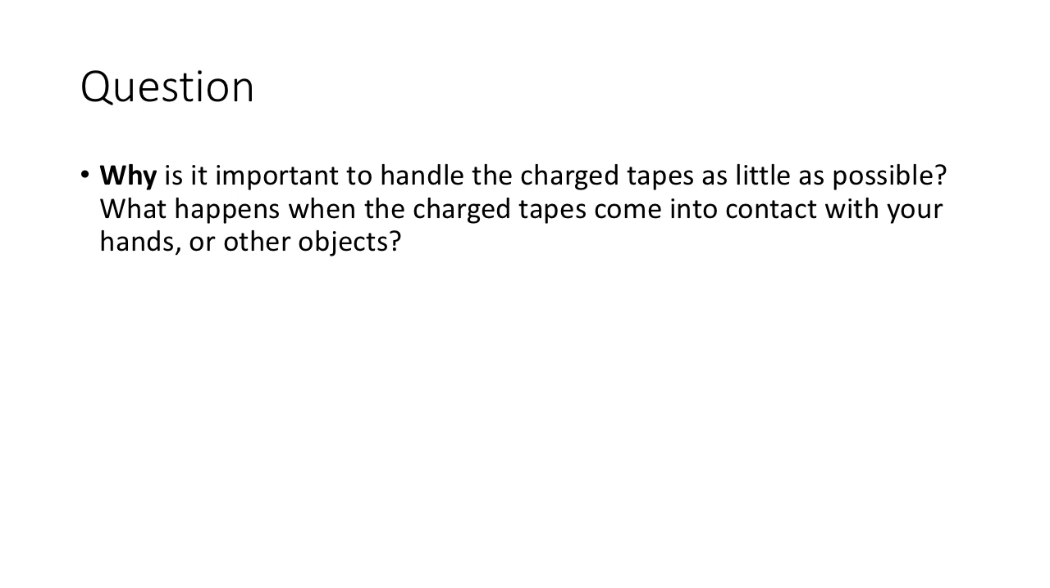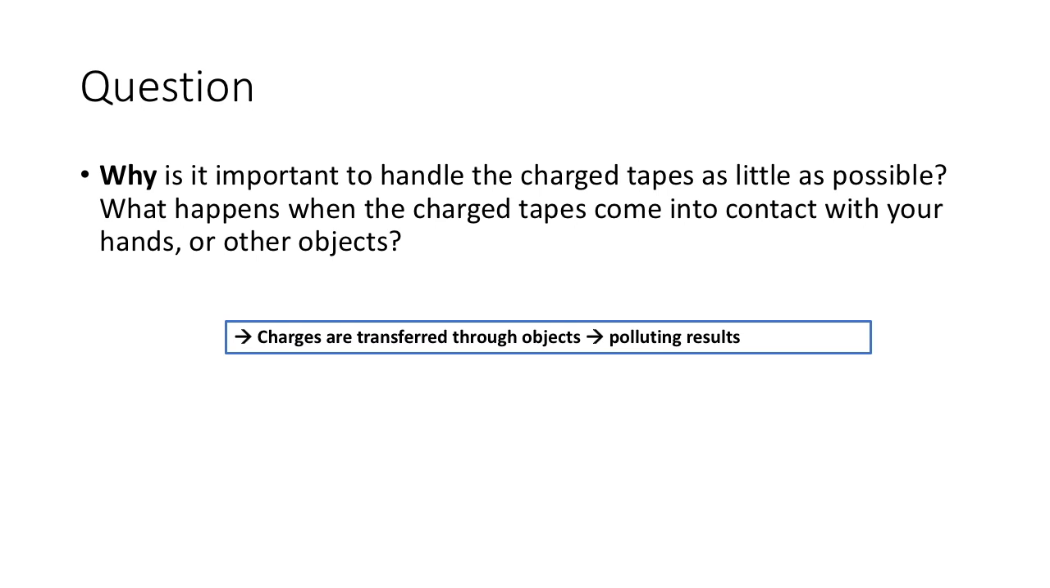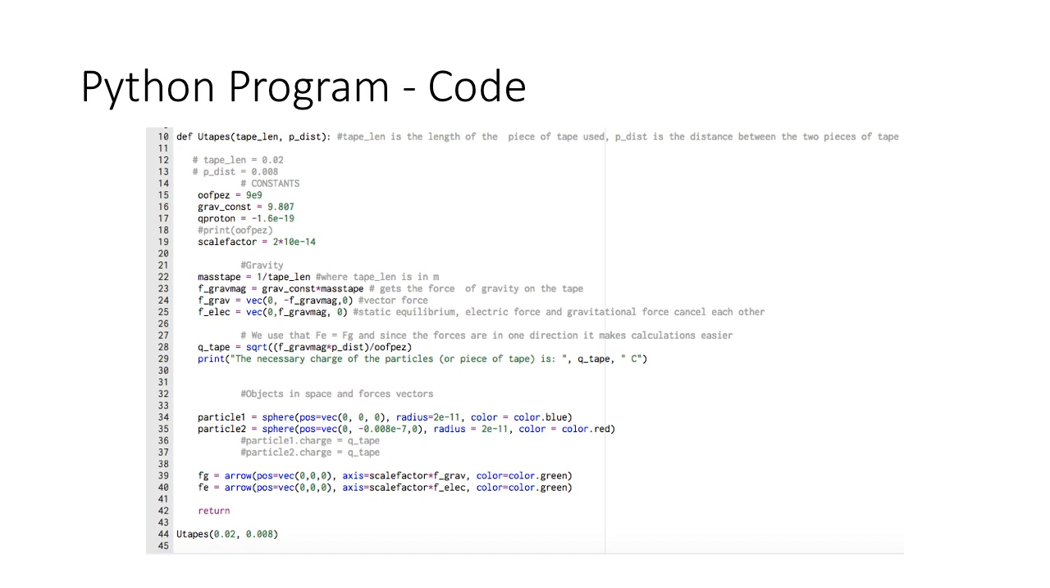Next question: why is it important to handle the charged tapes as little as possible? Well, it is important because when tape comes in contact with hands or other objects, charges might be exchanged, hence changing the total charges of the objects and polluting or interfering with the potential result we would have obtained without this contamination. So finally, the Python program.